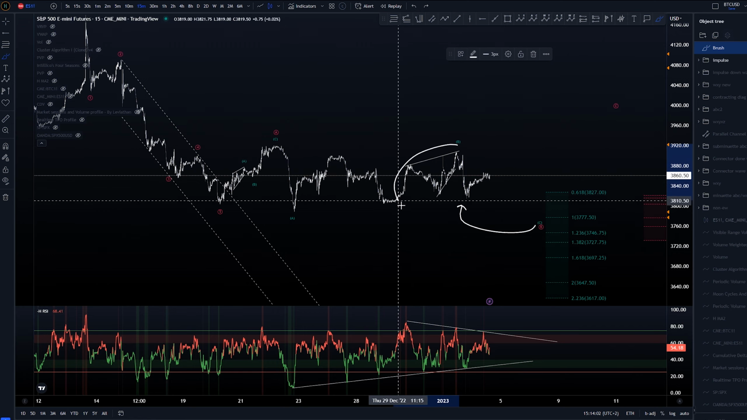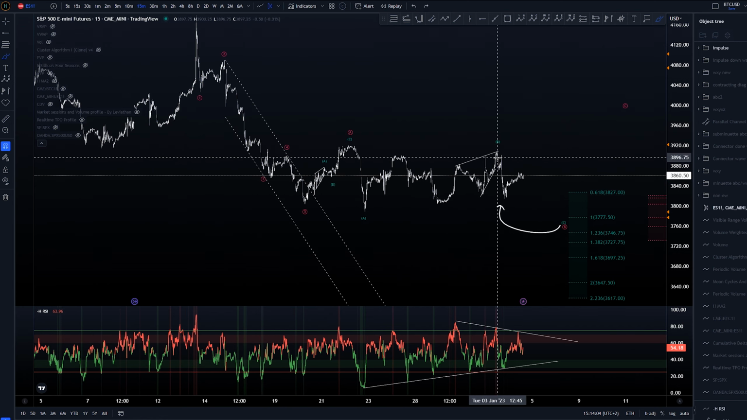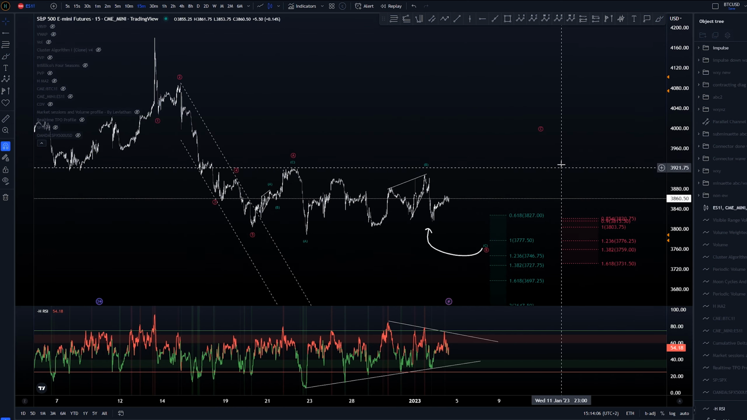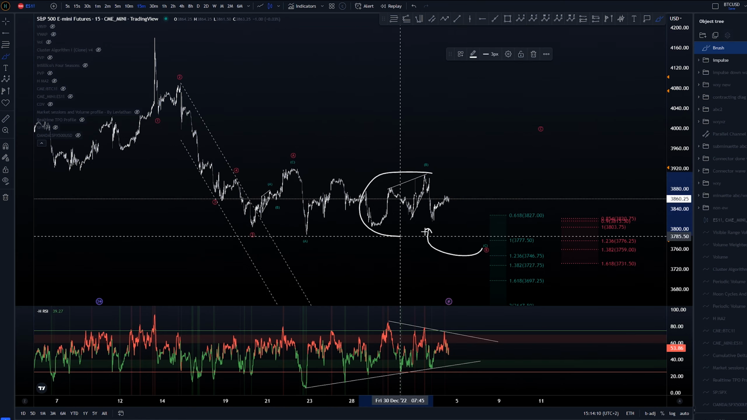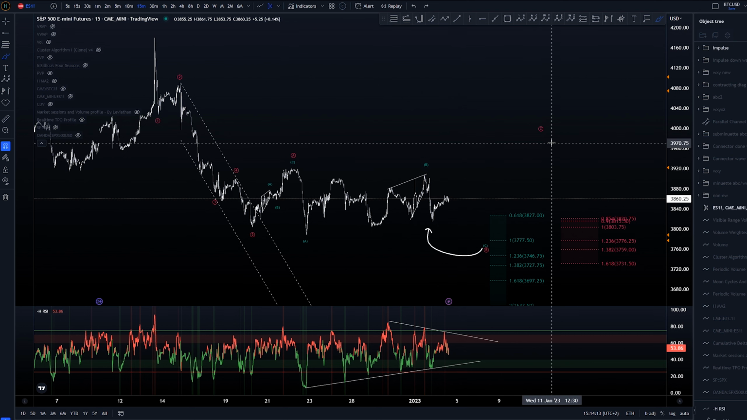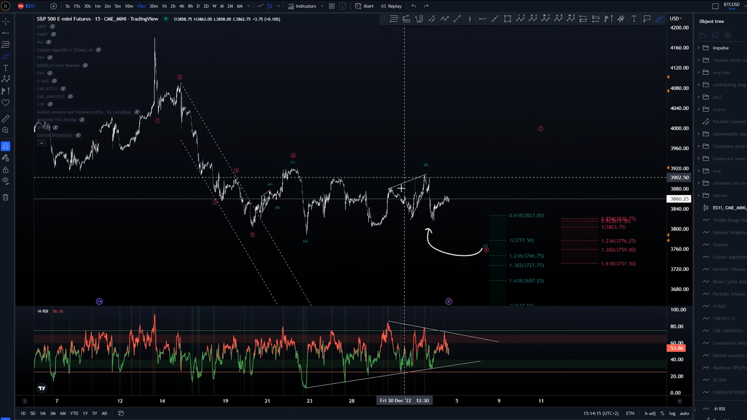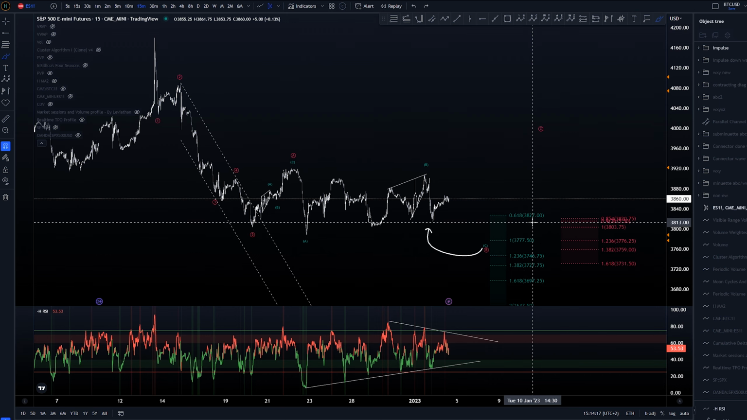We have the same issue of labeling in this area. That generally means that we are in too small time frames, and if this turns out to be true, where this structure here is an ending diagonal, then we just can't look at these structures on these smaller time frames.